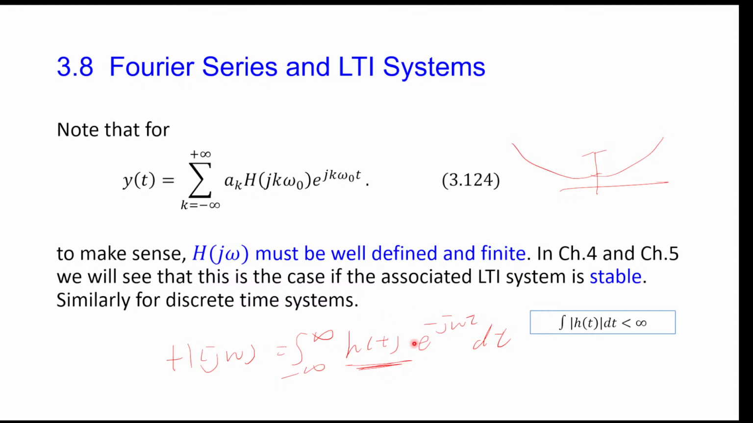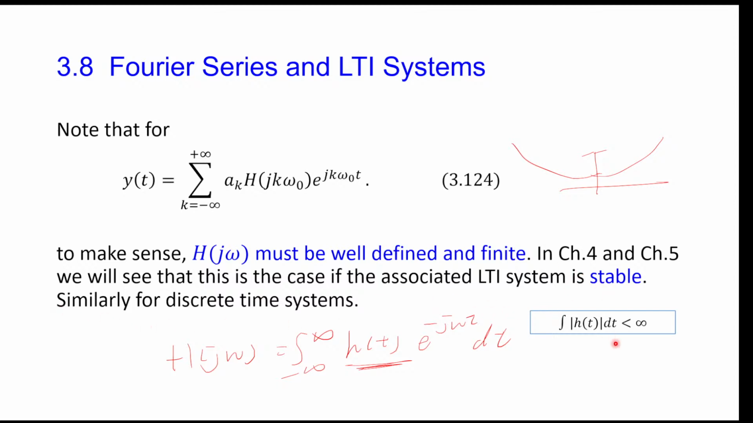So your h of t could be bad. Here is an example of a bad h of t. Look at this: your integration from minus infinity to plus infinity will become infinity. Then your big H of j omega is not finite. And in chapters 4 and 5 we'll see that if you want H of j omega to be well defined everywhere, then that means your system must be stable.